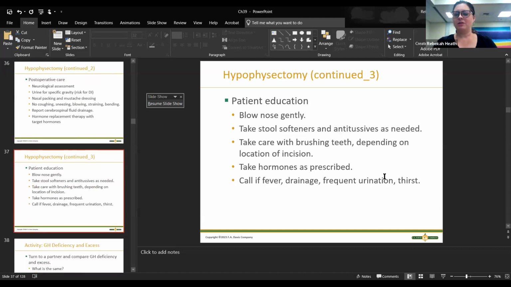So patient education, first of all, how do we keep that pressure down after surgery in the brain? If they need to blow their nose, it's going to be very, very gently, if at all. We want to make sure we give them medicine to keep them from straining while they have stools. So some stool softener, stimulants, and then antitussives for coughing for any reason. We don't want to increase that pressure. We want to make sure that they know when to call.